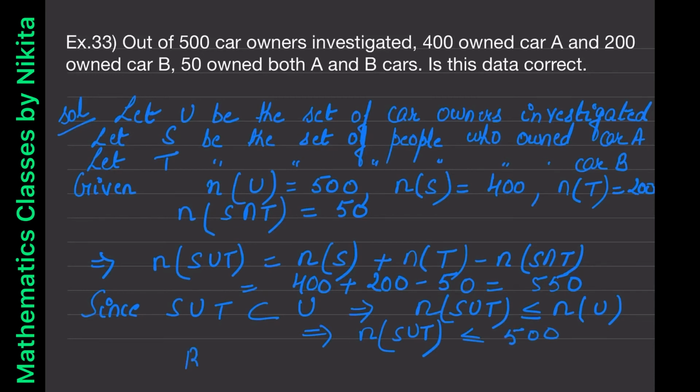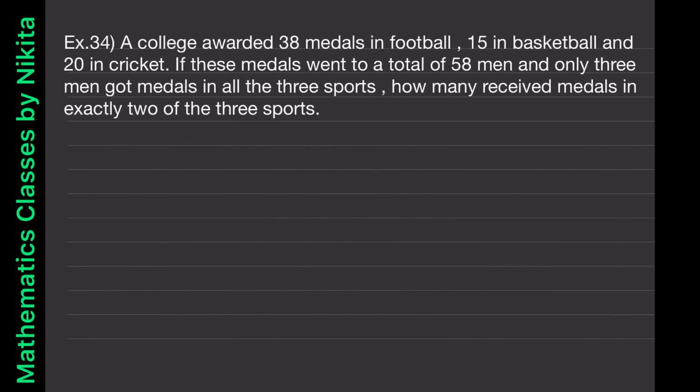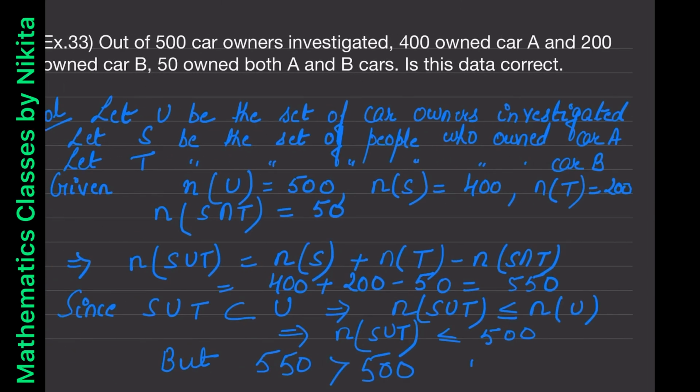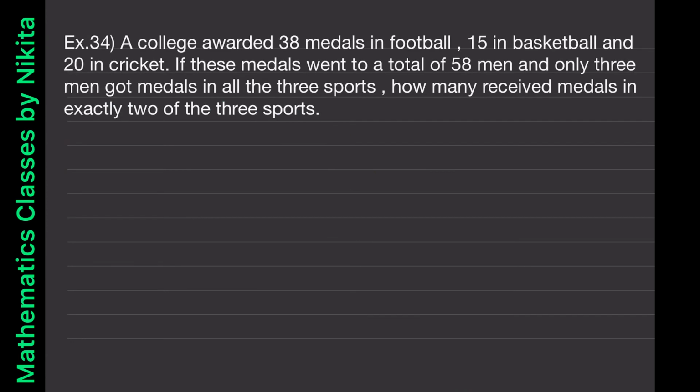But what are you getting? You are getting 550, which is greater than 500. So therefore this data is incorrect. So I will just write data is incorrect. So this is how you can verify whether the data is correct or not. So note that whenever A is a subset of B, then the number of elements in A should be less than or equal to the number of elements in B. Okay. Next example, example number 34.